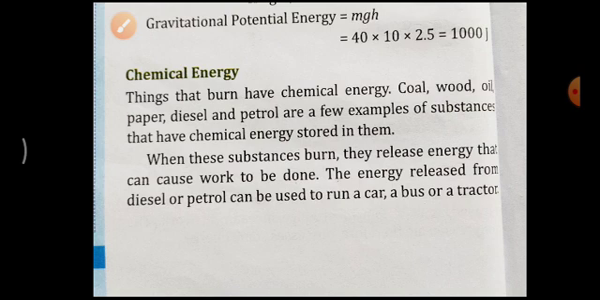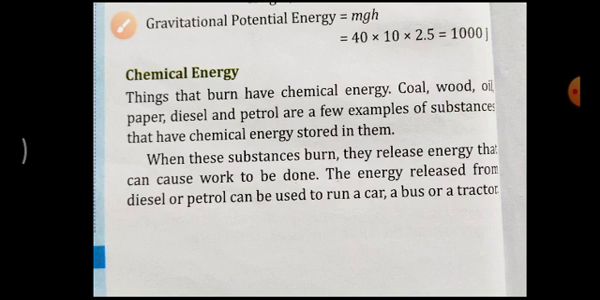Okay. Things that burn have chemical energy. Coal, wood, oil, petrol, diesel and petrol are a few examples of substances that have chemical energy stored in them. When these substances burn, they release energy that can cause work to be done, because if something has energy, then it is capable of performing some kind of work. Okay. So we are getting that chemical energy from coal, wood, oil, petrol and diesel.